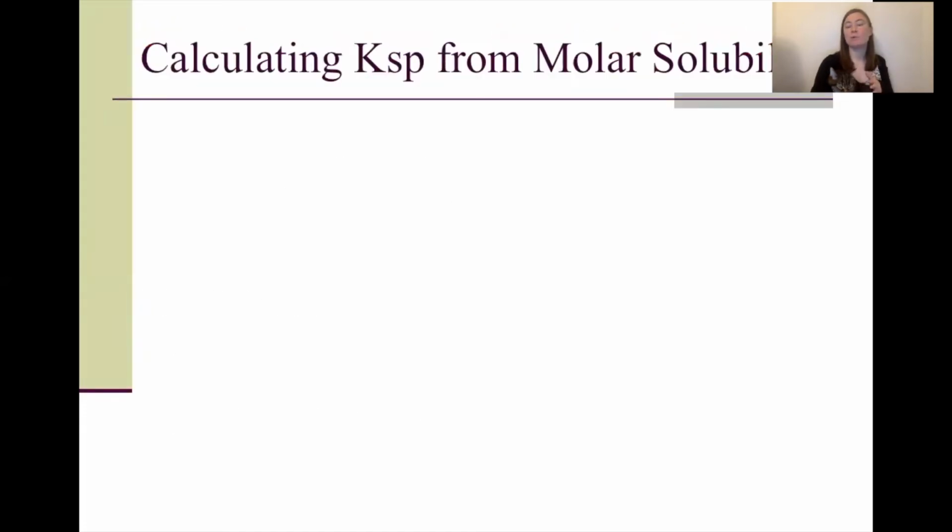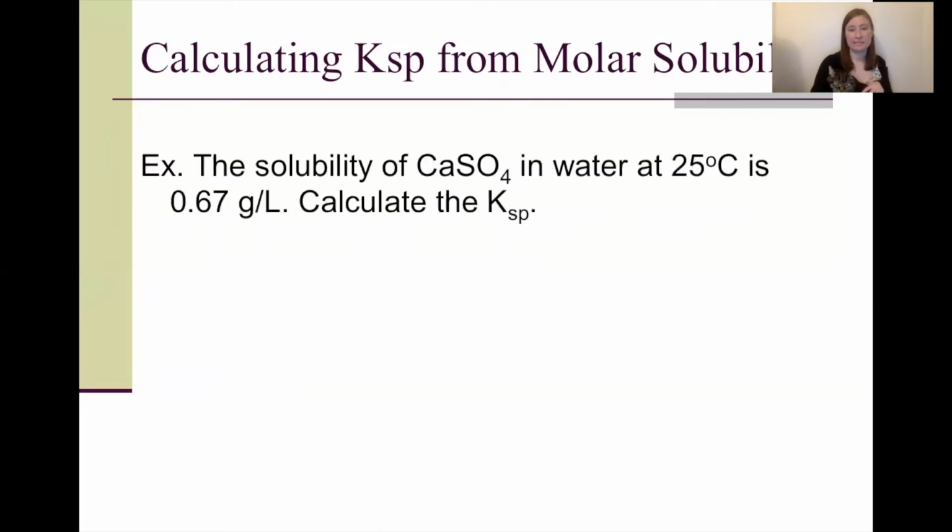We can also go back the other way. If we know a molar solubility, we can calculate KSP from that. That's actually, I think, a little bit easier. So for example, we're given this question, we're given that the solubility of calcium sulfate in water is 0.67 grams per liter, and they're asking us to calculate the KSP value.